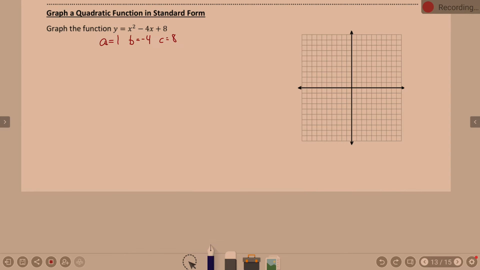Okay, let's see. How do I find my axis of symmetry? Well, x equals negative b over 2a. Didn't we keep having negative b's, I guess? So this is going to be the opposite of negative 4 over 2 times 1. Opposite of negative 4 is positive 4. 2 times 1 is 2. And 4 divided by 2 is 2. So I have an axis of symmetry of x equals 2.